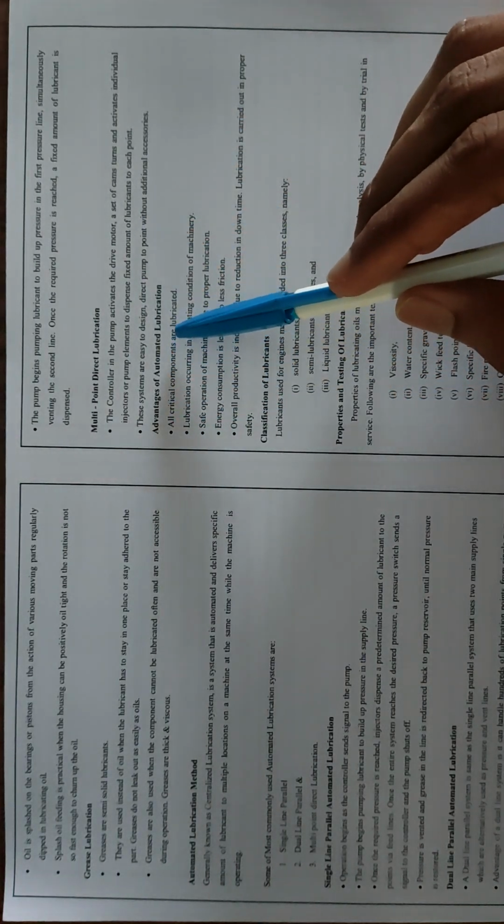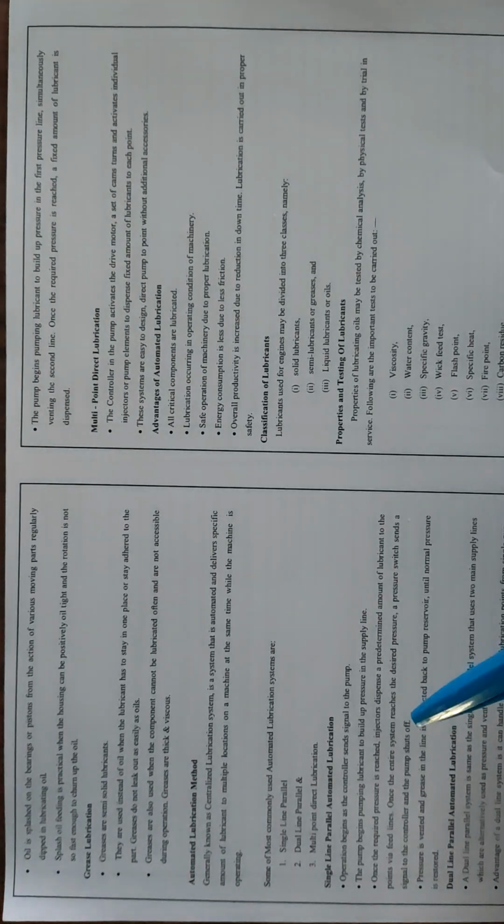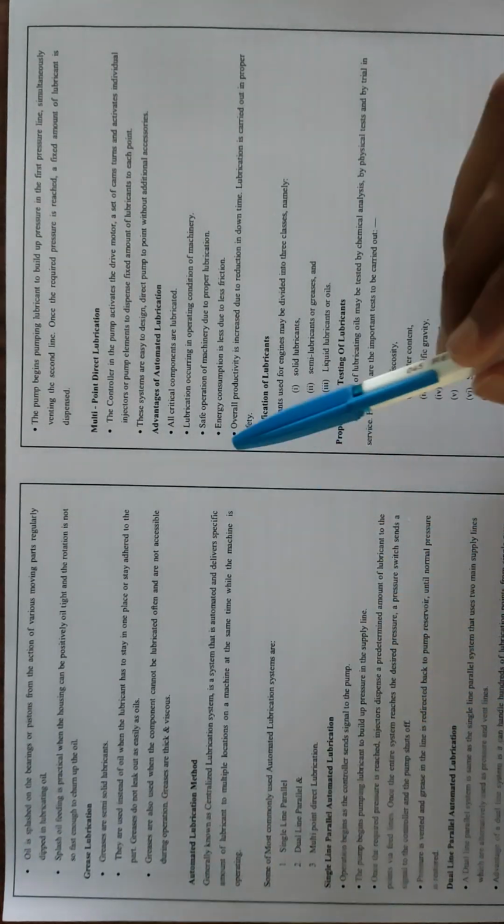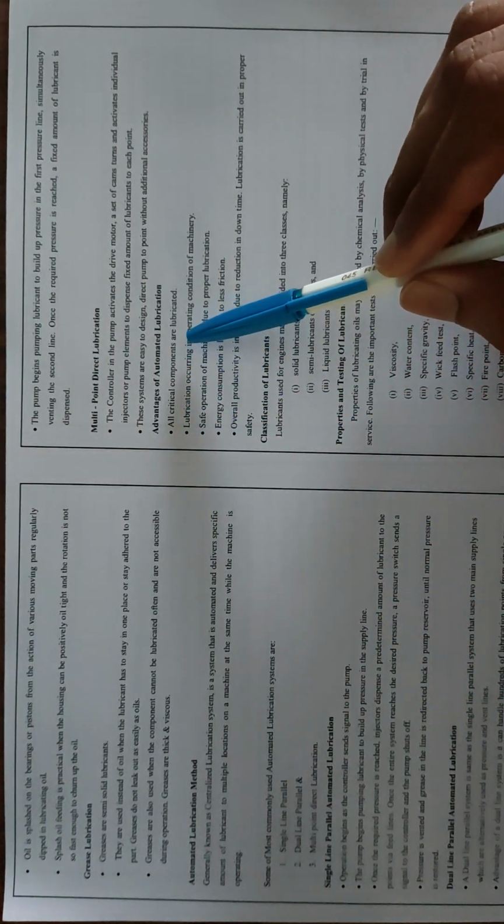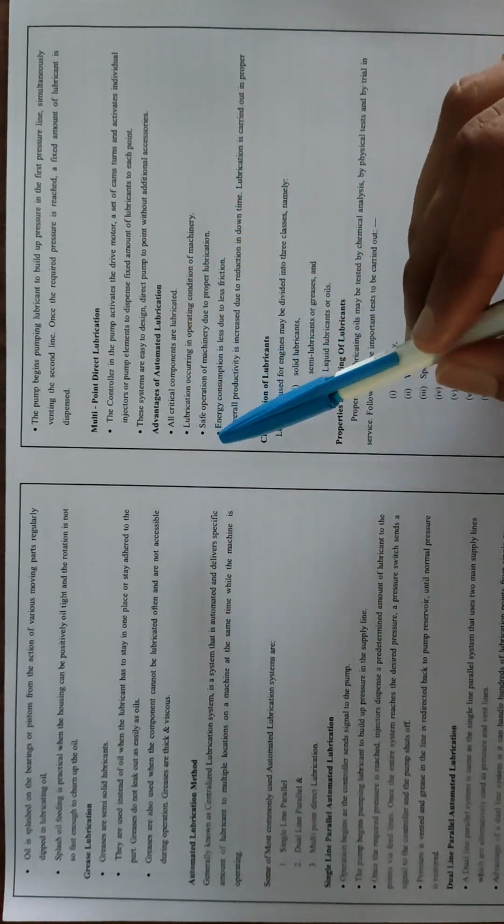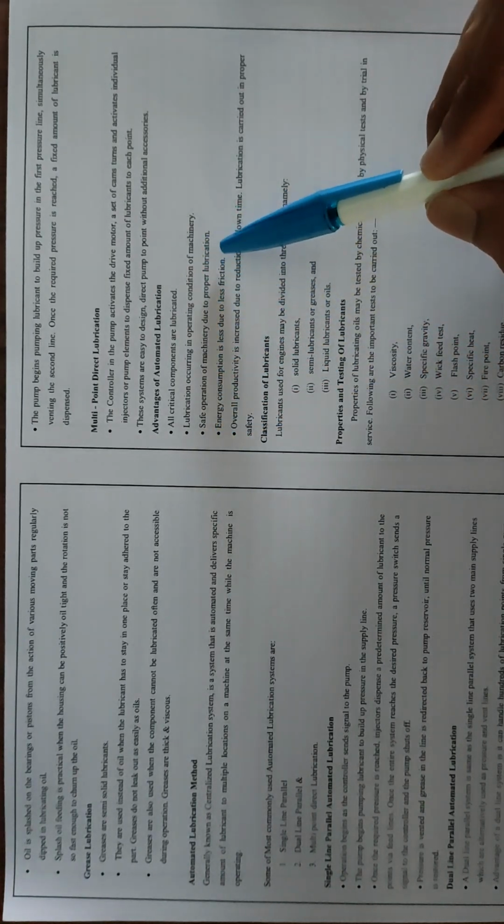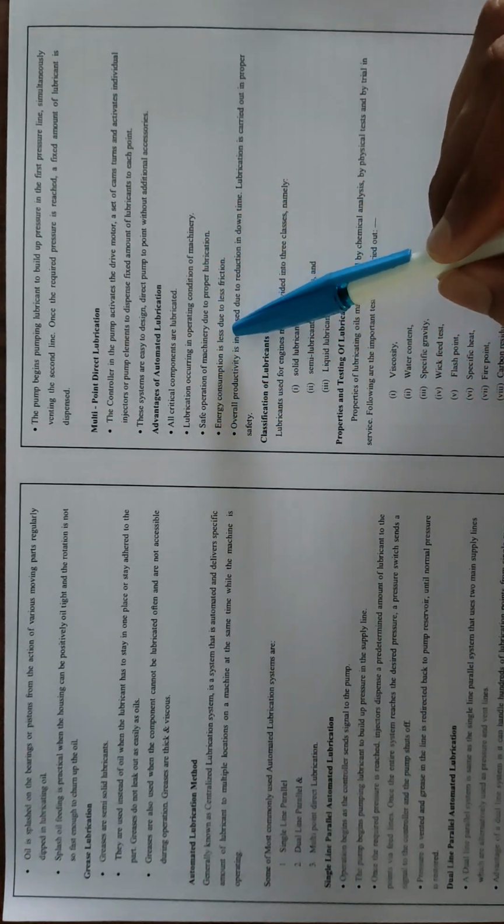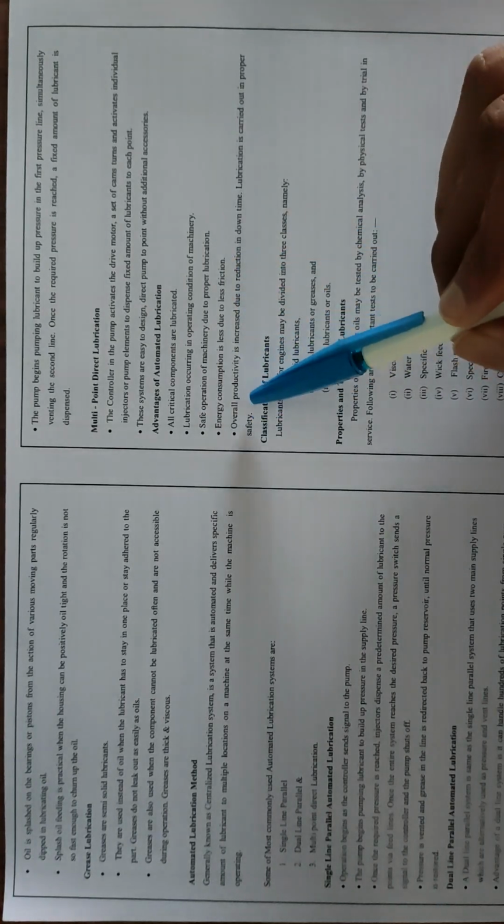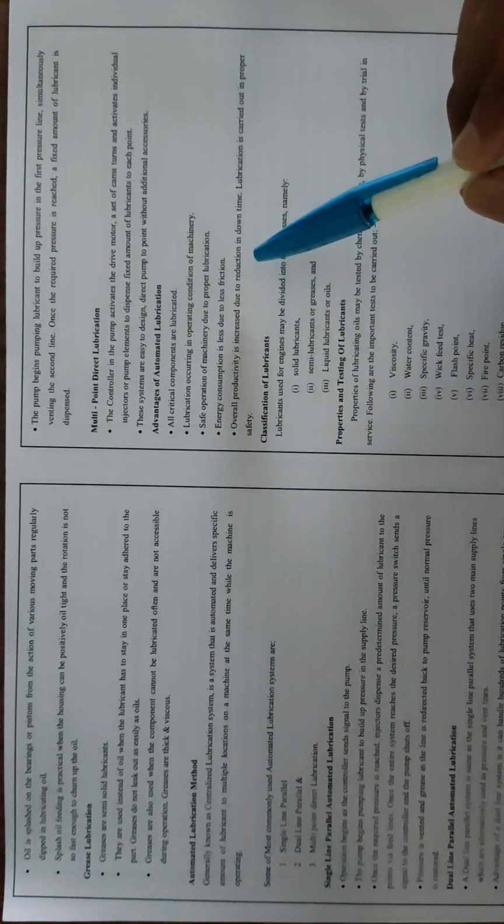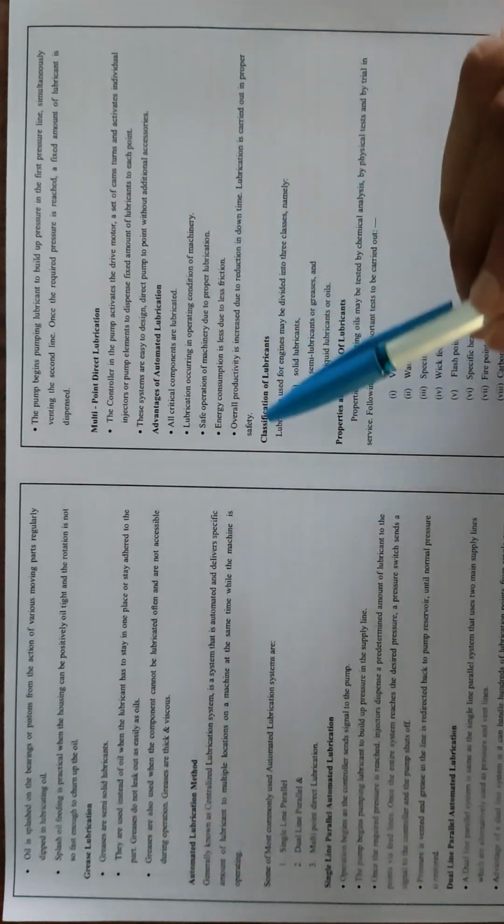Advantages of automated lubrication. All critical components are lubricated. Lubrication occurs in the operating condition of machinery. Safe operation of machinery. Due to proper lubrication, energy consumption is less due to less friction. Overall productivity is increased due to reduction in downtime. Lubrication is carried out in proper safety.